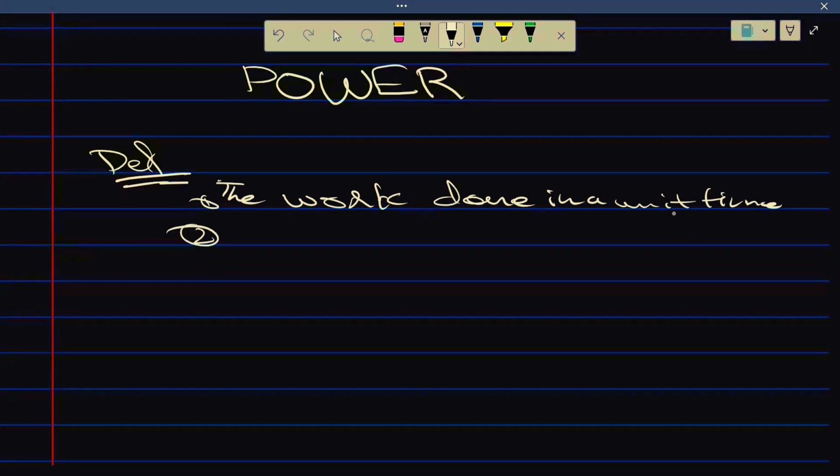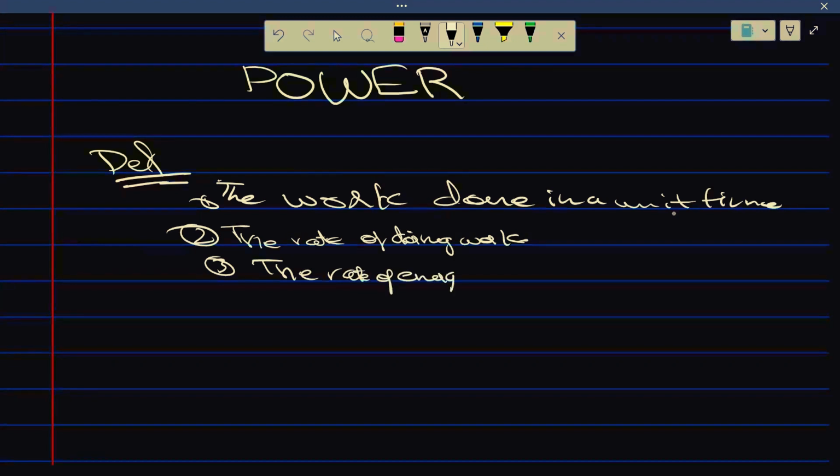Another definition of power can be the rate of doing work. The rate of doing work is also called power. And a third definition can be the rate of energy transfer. Okay, so all these definitions are related: work done in a unit time, or the rate of doing work, or the rate of energy transfer. So we are done with the definition of power.